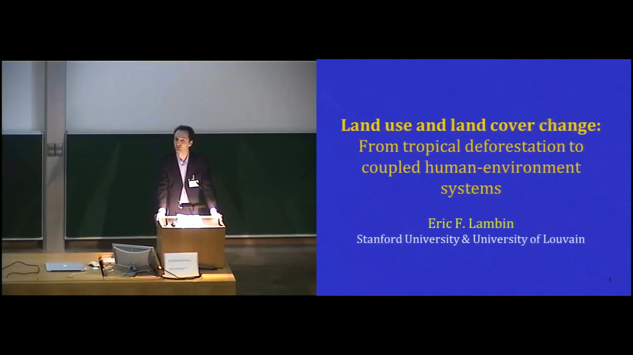But at the same time, Eric is also an example of a real land system science scientist. He comes from research working on deforestation in tropical countries, observing deforestation by remote sensing. But during his career, he has moved much further to a more land systems perspective, including human dimensions of land system science, and also looking at governance aspects. And that's why we gave Eric as a title for his talk, Land Use and Land Cover Change from Tropical Deforestation to Coupled Human Environmental Systems. Floor is to you, Eric.